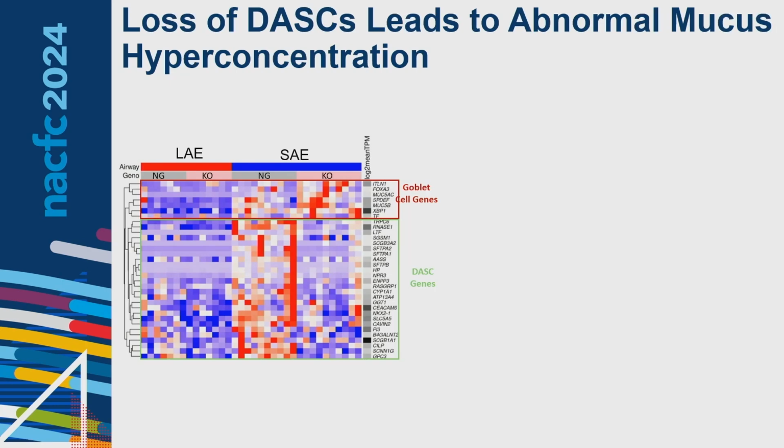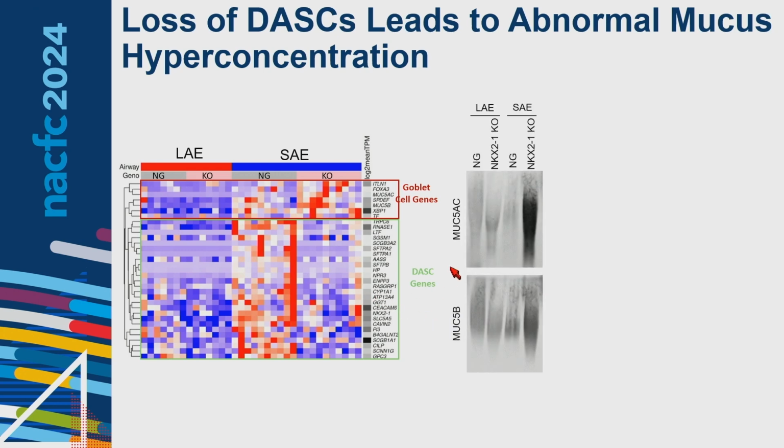So we wanted to investigate how this loss of DAS affects mucus, and we found that loss of DAS leads to abnormal mucus hyperconcentration. This heat map shows global changes in genes across large airways and small airways in both the negative guide and the knockout. As you can see, our goblet cell genes increase significantly in our SAE knockouts, while our DAS genes are downregulated. And we then confirmed the increase in MUC5AC and MUC5B using a Western blot.